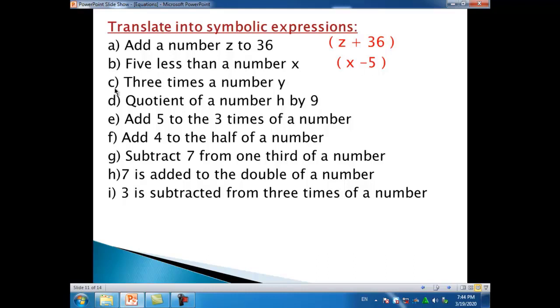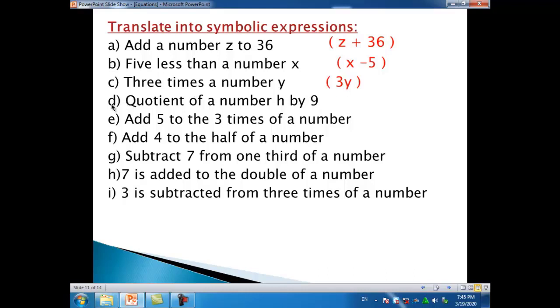Letter C, 3 times a number y. Yes, there is my symbol, y. Where is the keyword? Yes, it's times. But times always gets a number beside it. There's a 3 times. It means, yes, 3y. That means there is a multiplication sign in here between 3 and the symbol, but it is hidden.